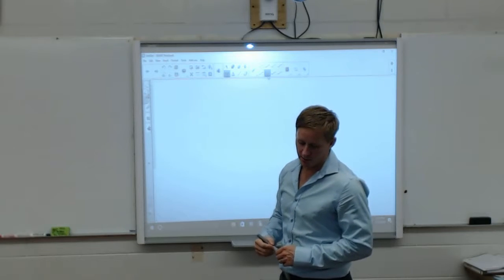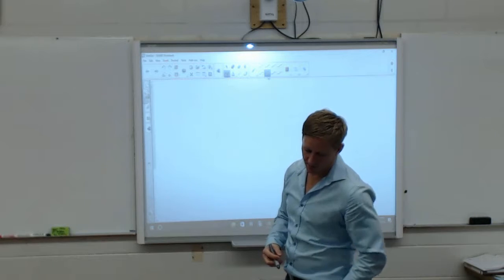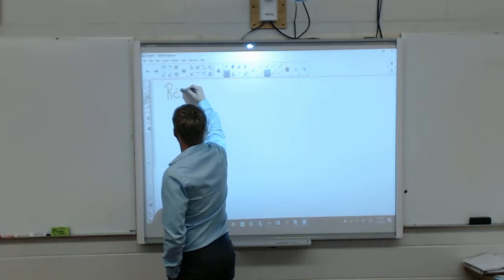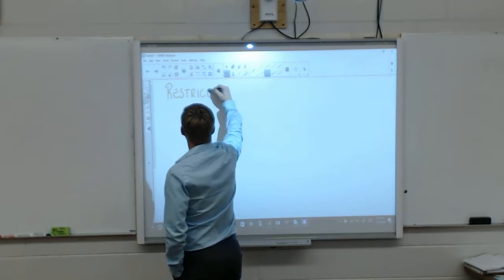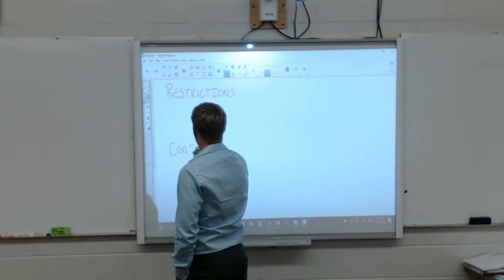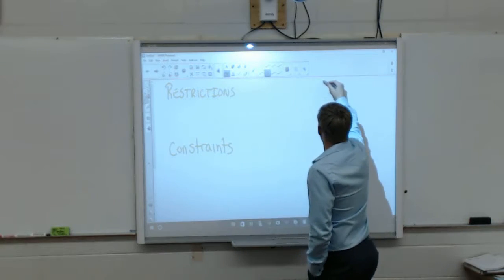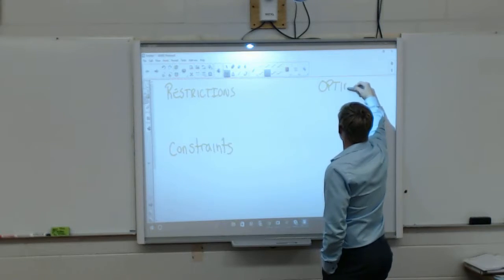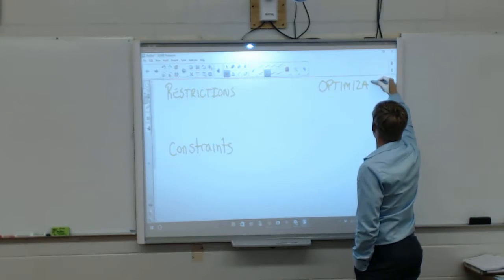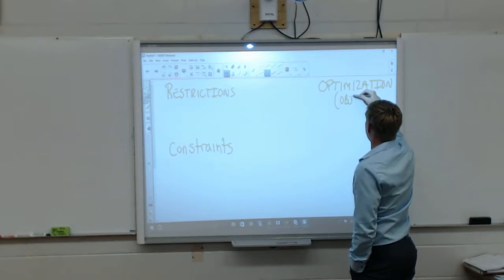Okay, so the first thing that you want to do is write a defining statement of your variables, and then you want to write the restrictions out. So I'm going to write restrictions. Constraints. And our ultimate goal is our objective, our optimizing statement.